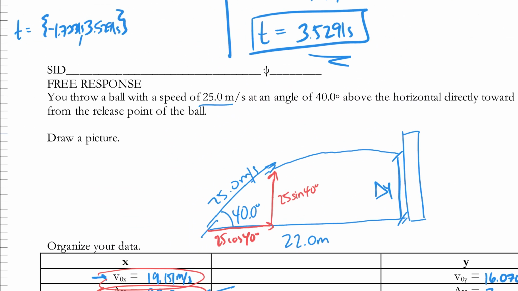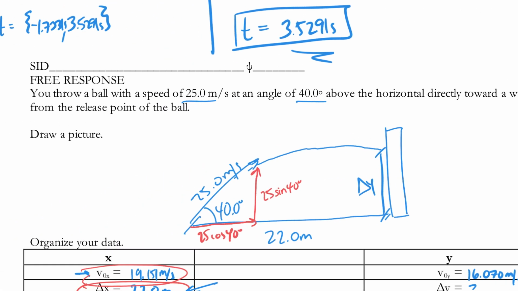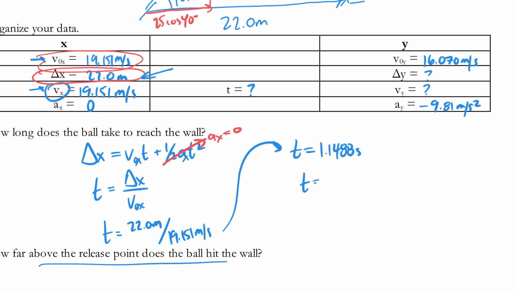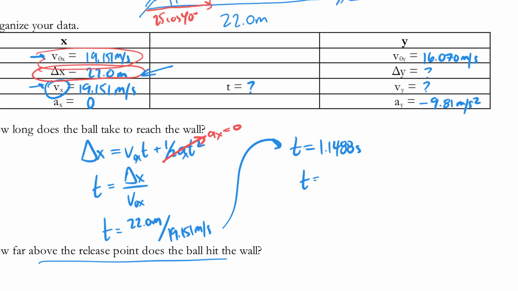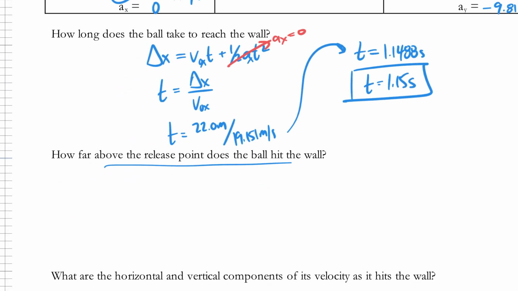T equals, we want 3 sig figs on this guy. I feel like this problem is going to be 3 all the way. Yeah, so the 22 was our 3 sig fig, so we're going to use 1.15 seconds. Beautiful. Okay, how far above the release point does the ball hit the wall?